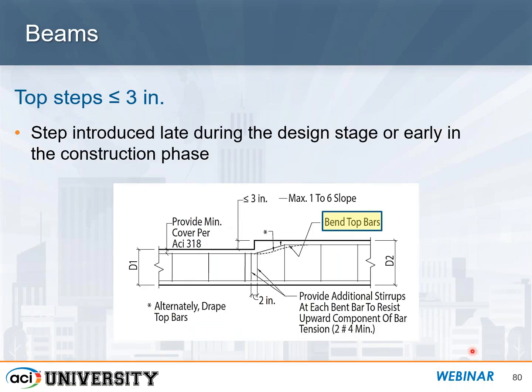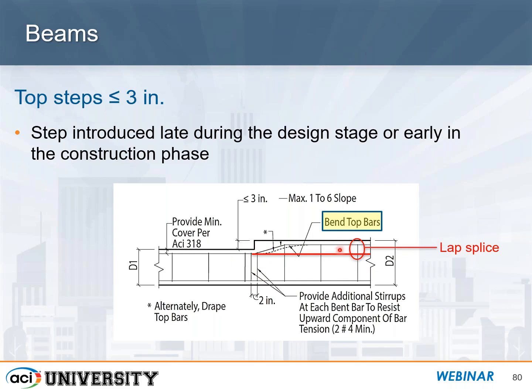Now, if the step is introduced late, during the design stage or early in construction, there's a couple things you could do. You could either bend the top bars, which I'm not a big fan of, again, having any type of bars that are not straight. One other thing you can do is take the top bars that are in the beam here, design it again for this situation, and then lap splice those bars with the bars that are already in the top, which would be straight in this depth here. You may need to provide some additional stirrups at this location.